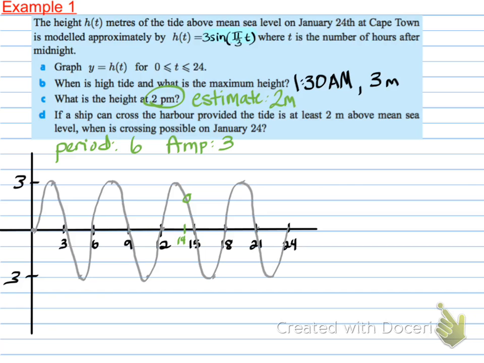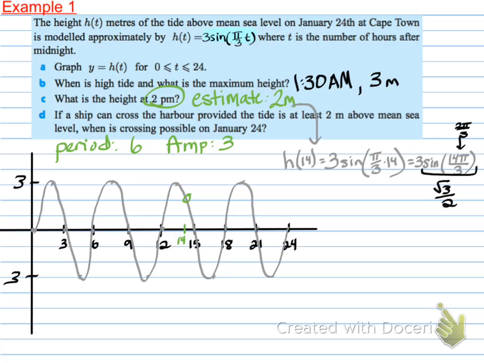But in order to find what this actual value is, I'm going to plug in a value. So I'm going to estimate 2 meters because of my graph, but since I sketched it, I'm going to plug in 14 for t. And now I simply evaluate this by plugging it into a calculator. I could plug it into a calculator, or I can get the exact value as you'll see here, because 14 pi over 3 is coterminal with 2 pi over 3. I simply subtracted 2 full circles there.